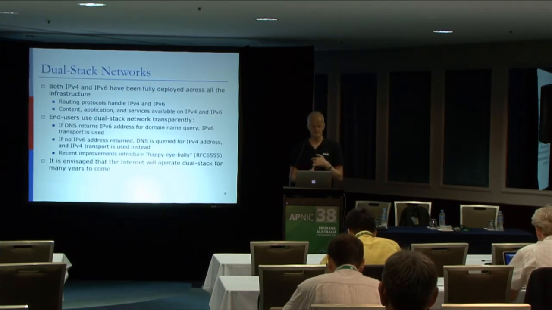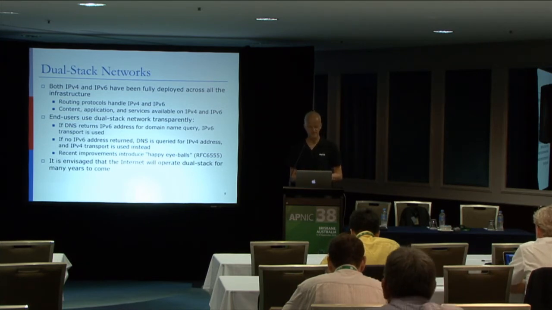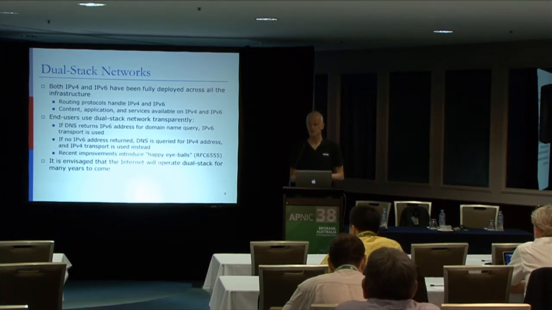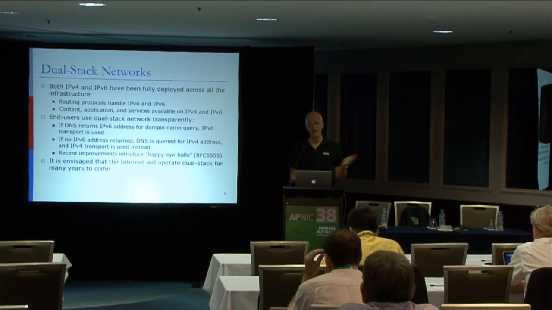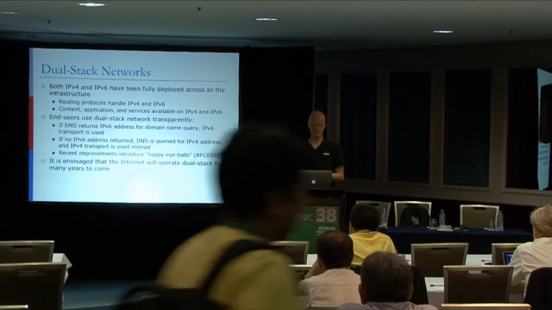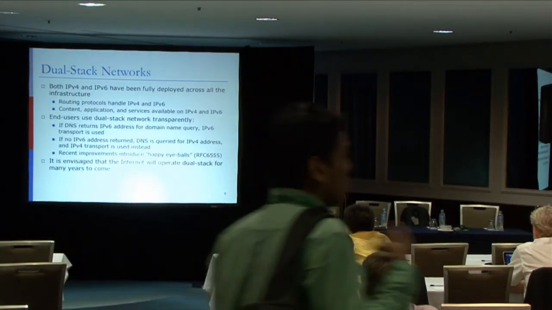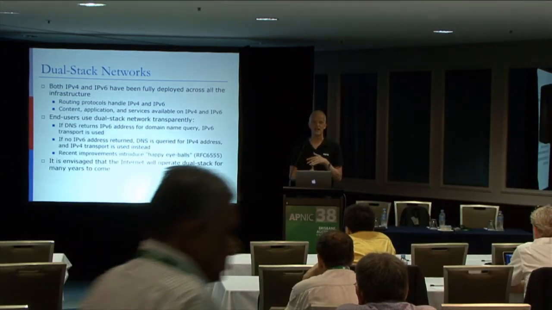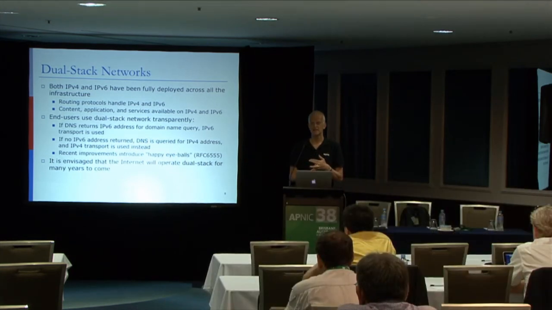DualStack Network basically means we're running v4 and v6 on the same infrastructure across our network. So the routing protocols are handling v4 and v6 at the same time. Now, you are all aware that IPv4 and IPv6 have no interaction with each other at all. Both are completely independent protocols. So running v4 has no impact on v6. Running v6 has no impact on v4.